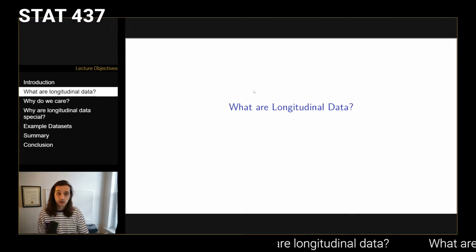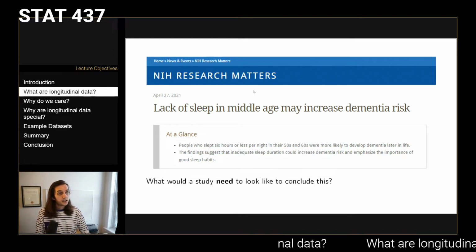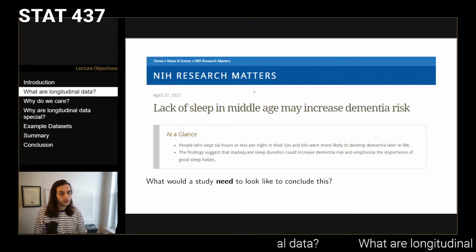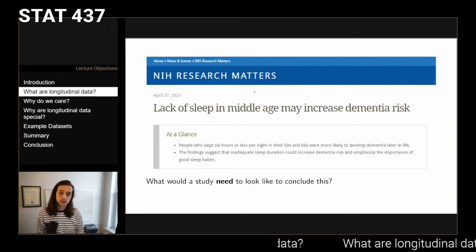We can ask the question, what are longitudinal data? To introduce this concept, I'm going to first talk about this study here. This is a study from the NIH, published in April 2021. And the headline of the study in the press release is that a lack of sleep in middle age may increase the risk of developing dementia.